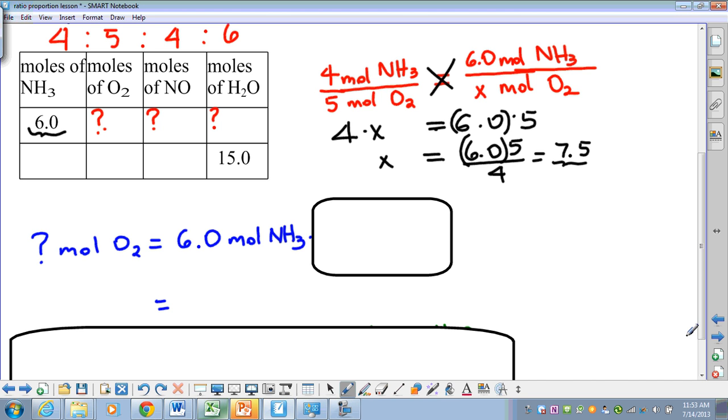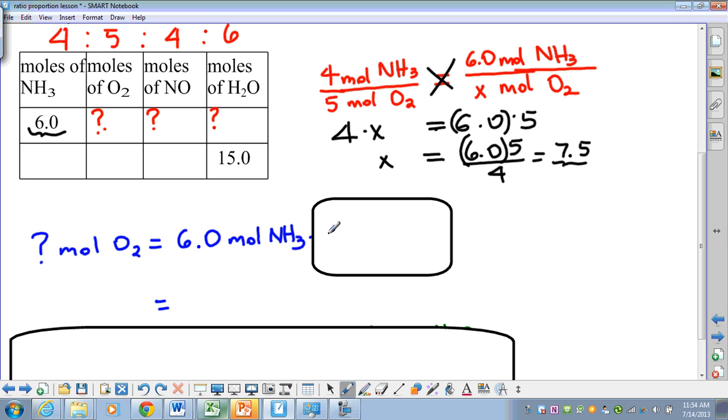Okay, same question. How many moles of oxygen will be needed to react with 6 moles of ammonia, or NH3? But this time I'm going to solve it with the other approach. So the question is how many moles of O2, given we have 6 moles of NH3.